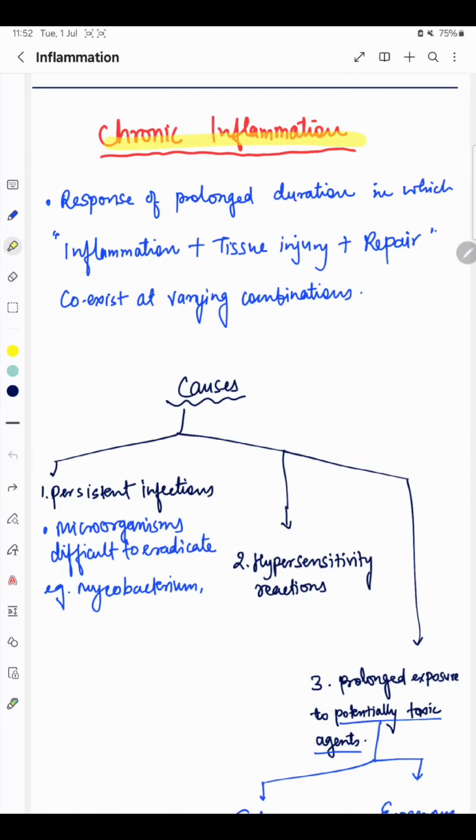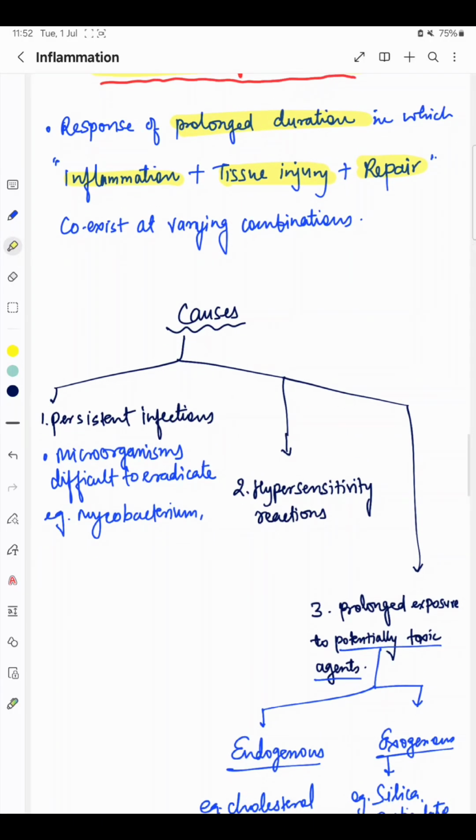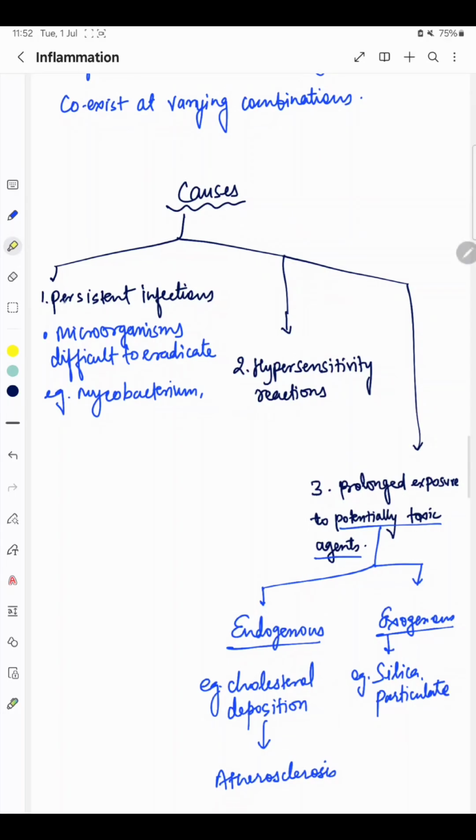Hello everyone. Now we are going to discuss chronic inflammation. Chronic inflammation is a response of prolonged duration in which inflammation along with tissue injury and repair coexist in varying combination. What are the causes of chronic inflammation? First is persistent infection with microorganisms. Some of the microorganisms are difficult to eradicate and may result in chronic inflammation. For example, mycobacterium.